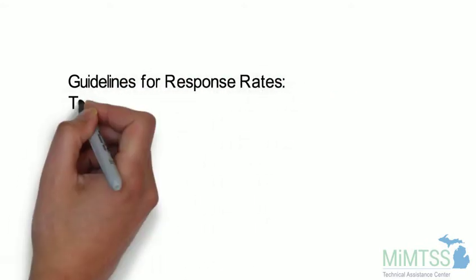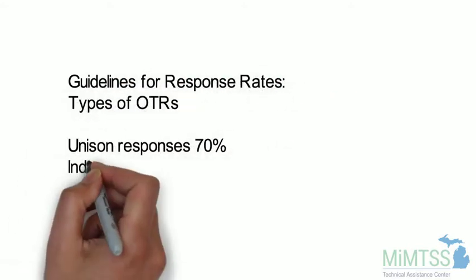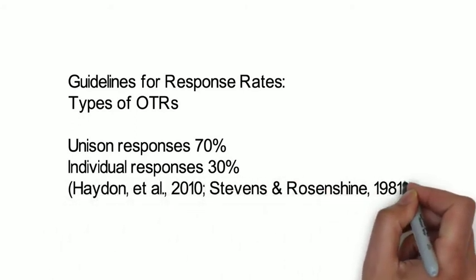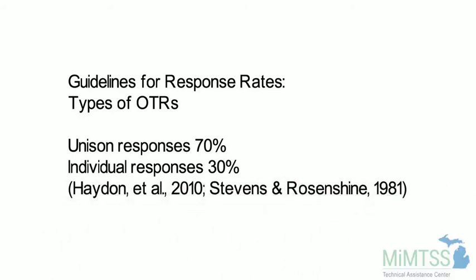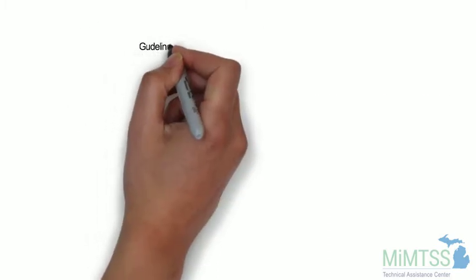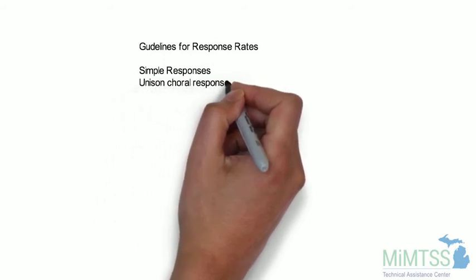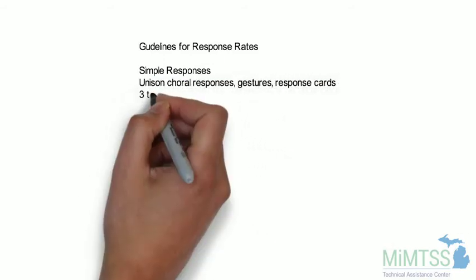Next, we have to have a variety of both unison and individual responses. There has been research demonstrating that having 70% of OTRs be unison response and 30% of responses being individual is a good recommendation. Additional guidelines have further differentiated the rate based on the type of responding being elicited by the OTR.